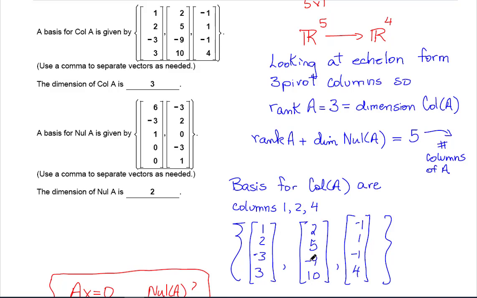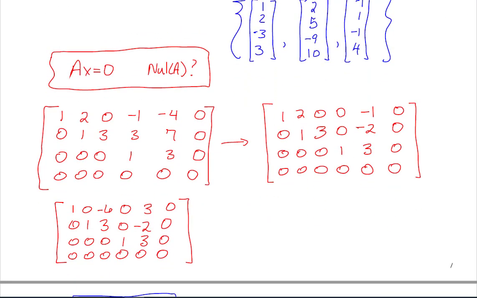How do I get my basis for my null space? All right, well, I need to solve the problem AX equals 0. So I'm using the reduced, the echelon form. Here's the 0 on the last column. And now I completely reduce this. So let's see. I'm going to need to take this 1 and make a 0. Alright, so by doing that, I make a 0 above it.